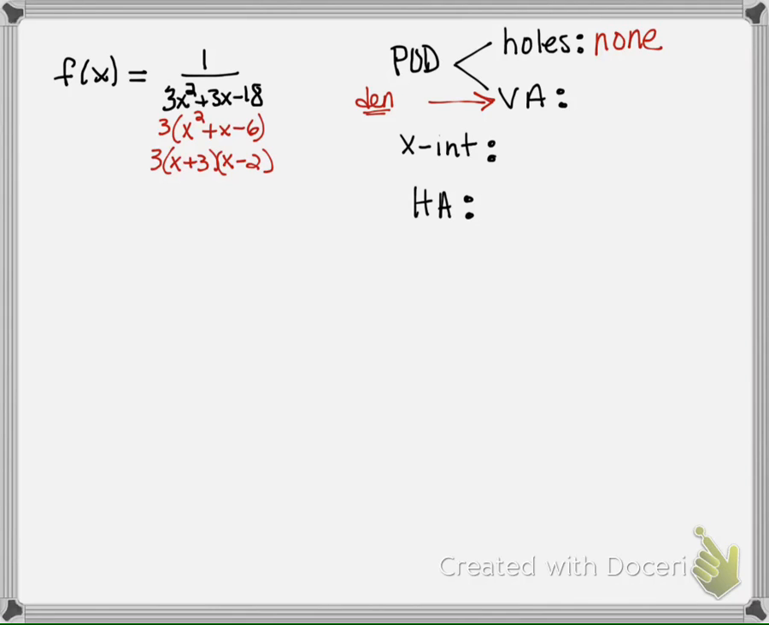So where are our vertical asymptotes going to be? X is equal to negative 3, and x is equal to 2. Do not just write negative 3 and 2. Those are not vertical asymptotes. Vertical asymptotes are lines. So you have to write the equation of the line, which is x is equal to negative 3. X is equal to 2.